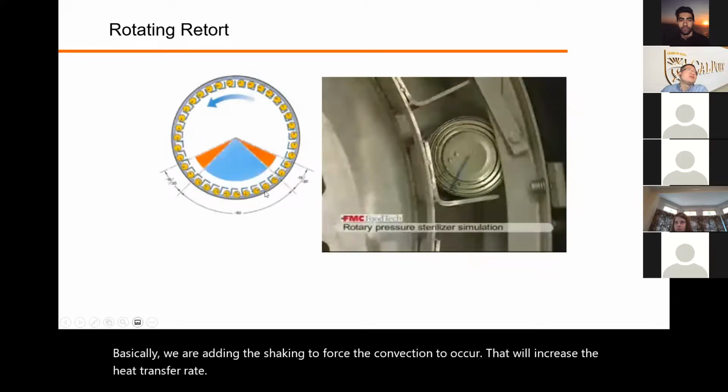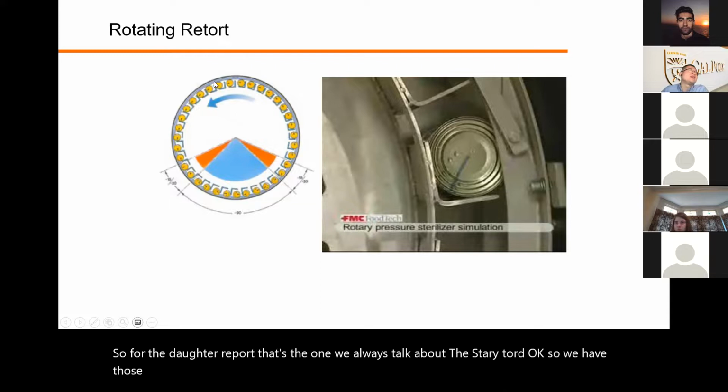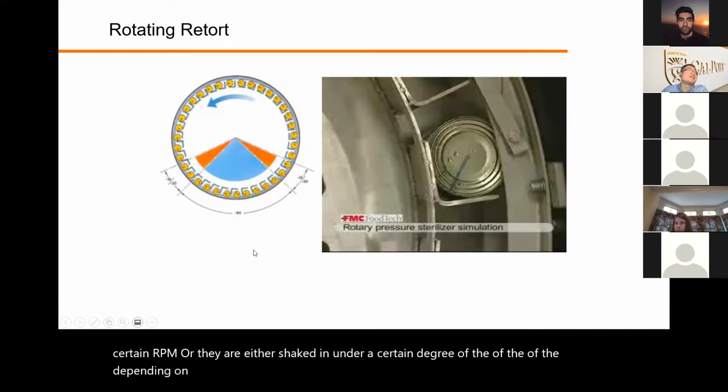So for the rotary retort, that's the one we always talk about, the still retort. Okay, so we have those retort cans on the side of those rotary motors, and we are rotating them at a certain RPM, or they are shaken under a certain degree, depending on the system design.